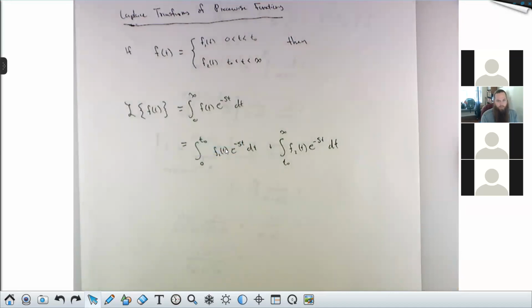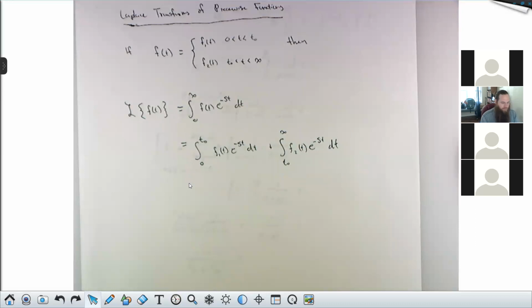Now, this is not the Laplace transform of f1. Just be clear about that. This integral only goes up to t naught, so this is a regular definite integral, not an improper integral. This is not the Laplace transform of f2 because it doesn't start at 0. But this one is improper, so this one would require a limit. This one would not. You have a homework problem or two like this.